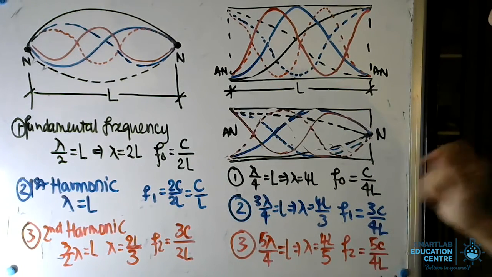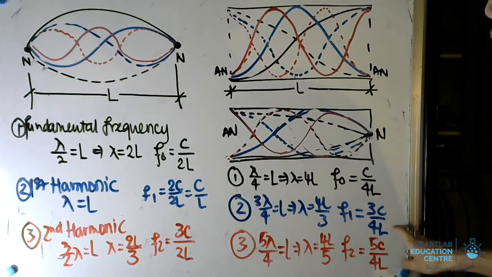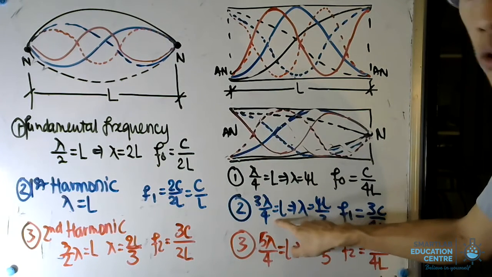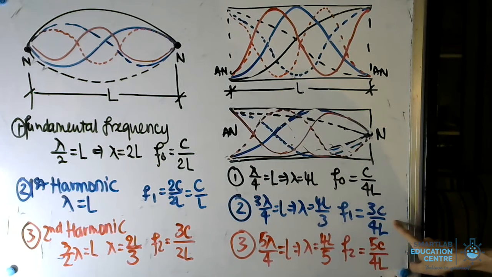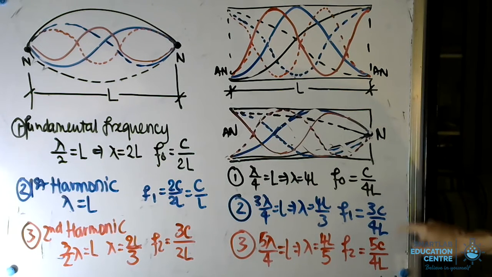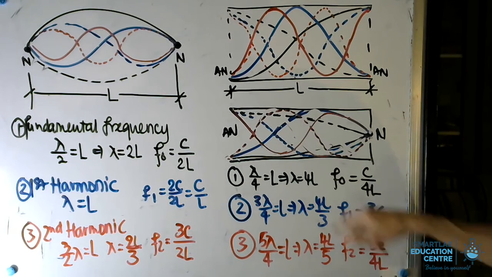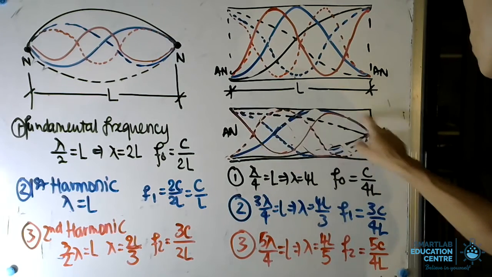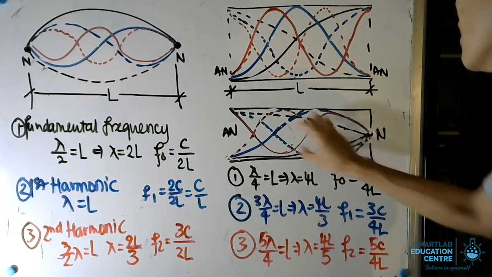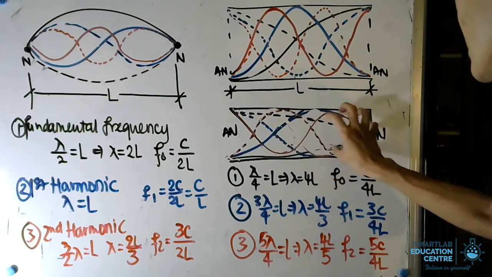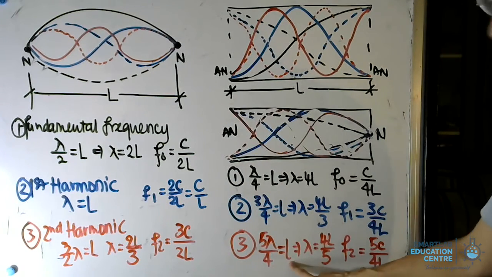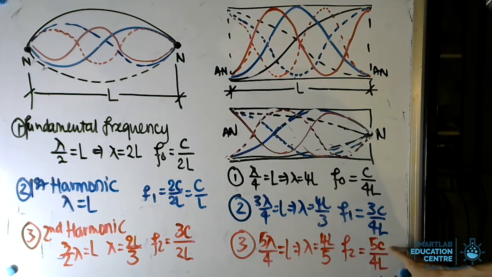Finally, in the first harmonic, we will add one more segment. So you follow the blue line. In this case, 3/4 lambda is equal to L, and we can work out that F1 is 3C over 4L. You can see that in this case, there are actually odd multiples of the fundamental frequency. Finally, if you take a look at the red one, we add one more segment. In the first harmonic, there's one more segment here. Then in the second harmonic, we have one segment here, another segment here, and then this is the antinode. So in this case, 5 lambda over 4 is equal to L, and from there we can work out that F2 is 5C over 4L.